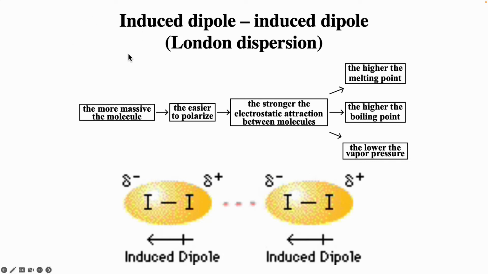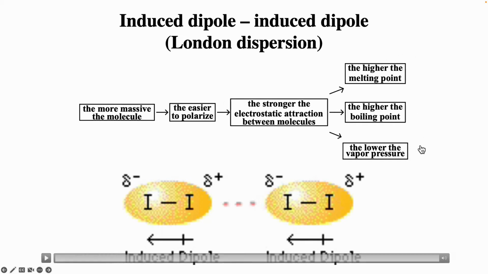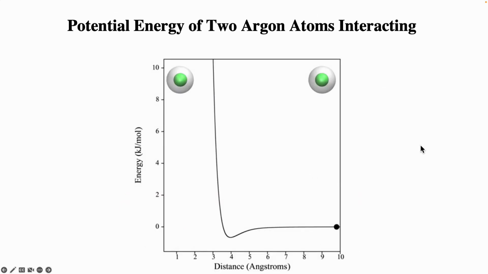And again, for London dispersion, the more massive the molecule, the easier to polarize, the stronger the attraction, hence the higher the melting point, higher the boiling point, and the lower the vapor pressure.